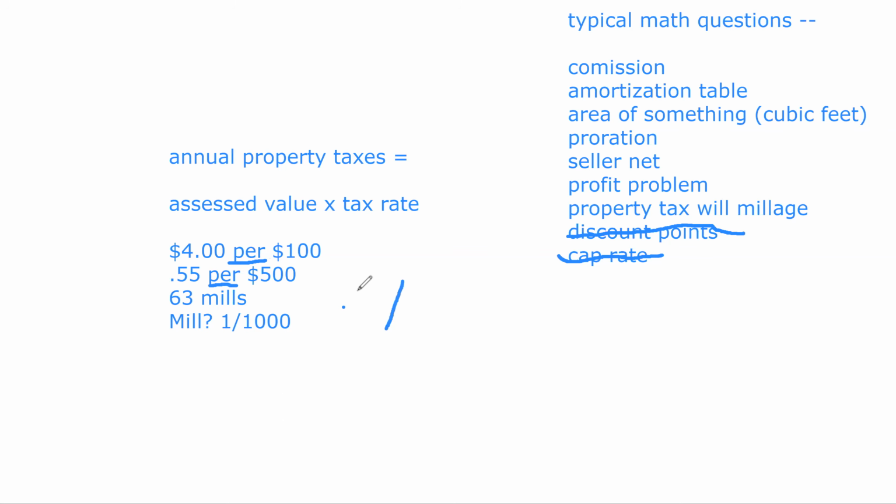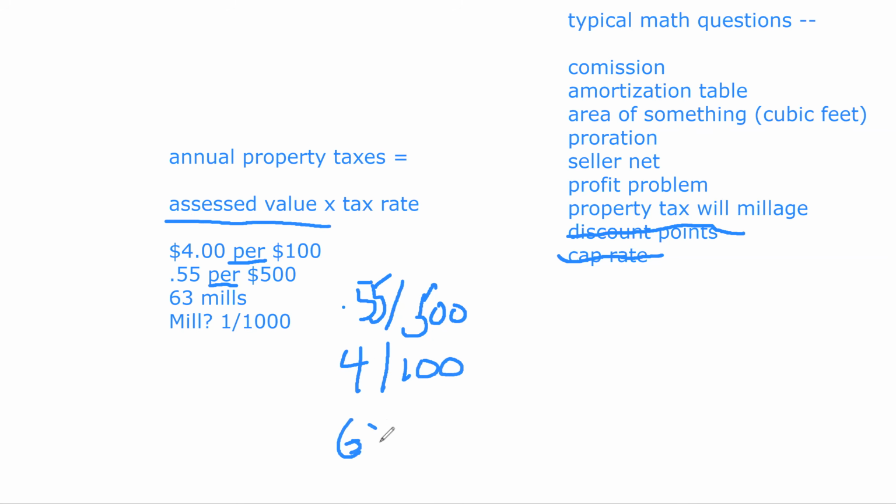So you can actually get a numerical tax rate by dividing 55 cents by 500 and get one tax rate. $4 per 100, you could divide 4 by 100 and get one number that you could multiply by the assessed value. 63 mils, 63 1,000ths, and you could get a number you could multiply by the assessed value. Does that make sense, guys?